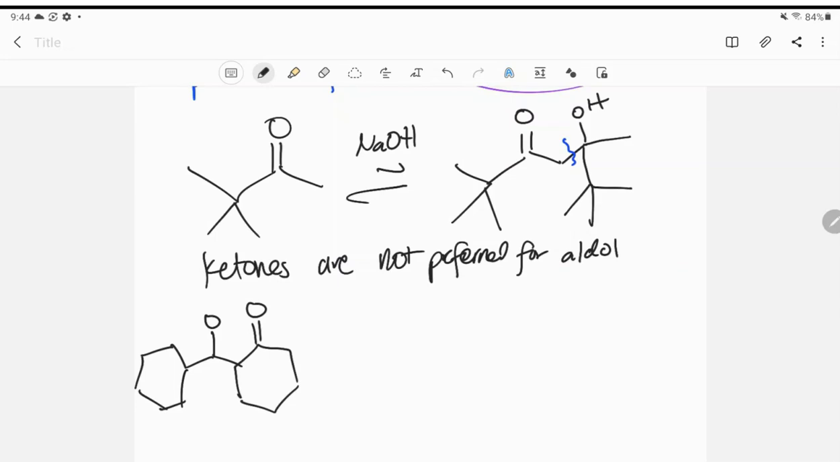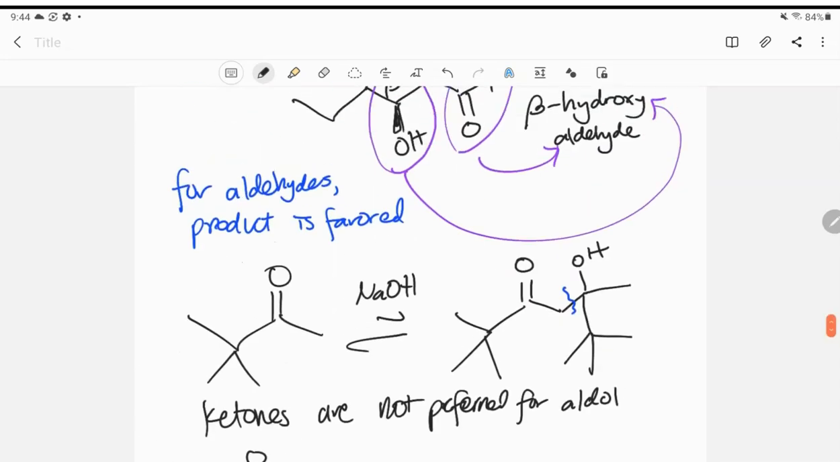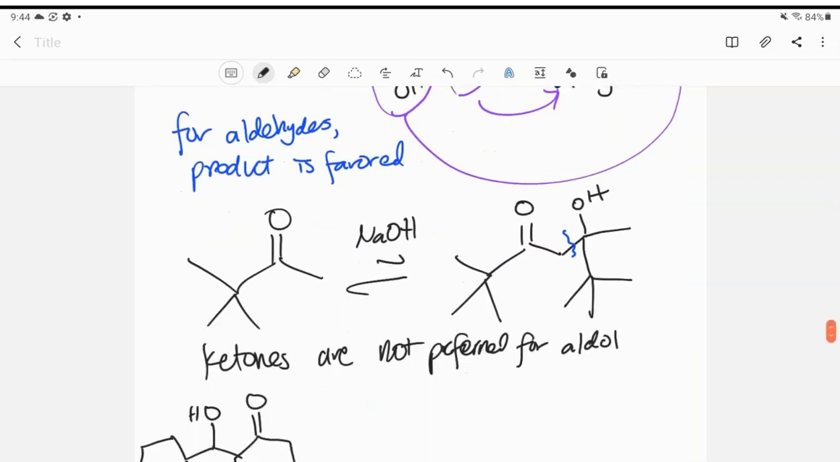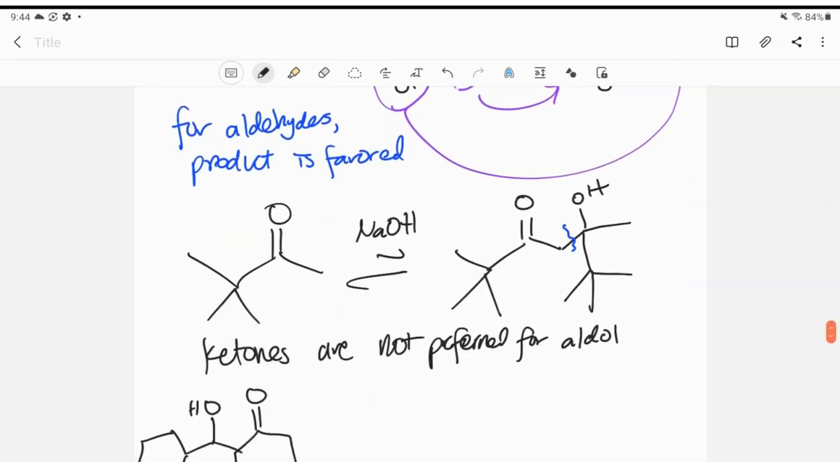So ketones will generally stay as ketones in the presence of base, whereas aldehydes will typically form your product, your beta hydroxyaldehyde, in the presence of base. So this reaction generally is not going to really go forward. You're typically not going to see this happen.